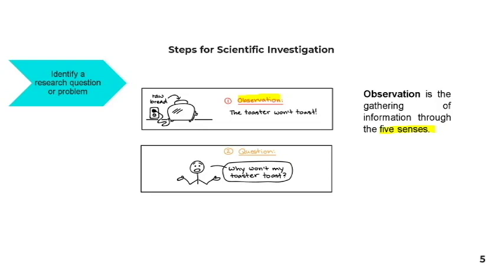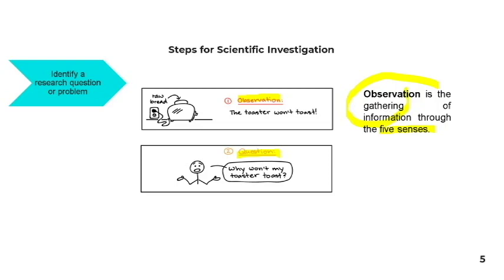From the comics, it says here that your observation was the toaster won't work. From that observation, you were able to formulate your research question, which is, why won't my toaster work? So from this observation, you could actually formulate your research question or problem.